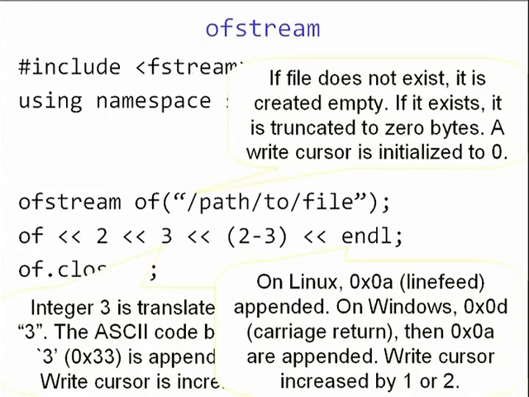Now, just for our convenience, people can't agree on things. So Unix and Linux systems indicate end of line with 1 character, whereas Windows and DOS indicate end of line with 2 characters. Just to make life more interesting. So on Linux, the hex code 0A or decimal 10, which means line feed, is written out to the output stream, and the write cursor increases by 1. In Windows, 0D, which is called carriage return, followed by 0A, which is line feed, are written. And now the write cursor will be increased by 2.